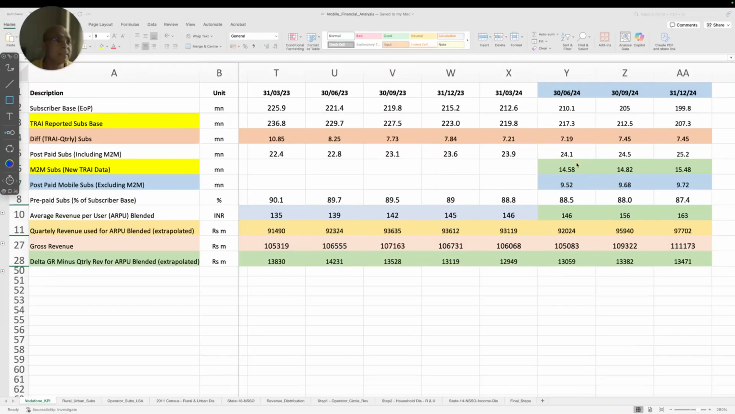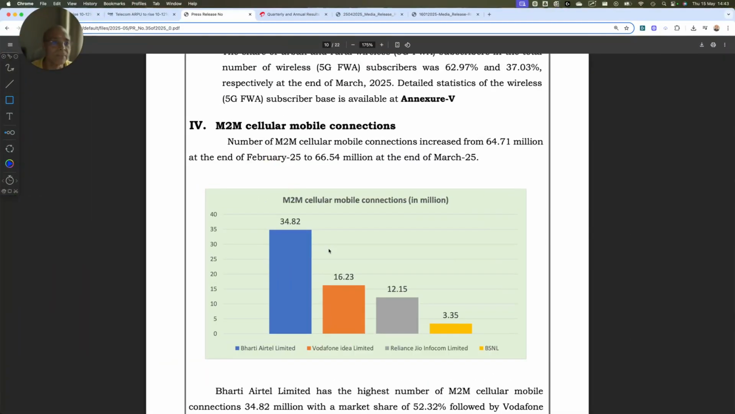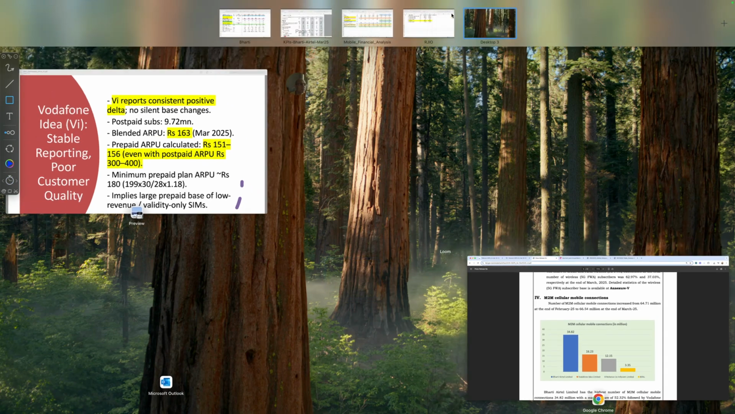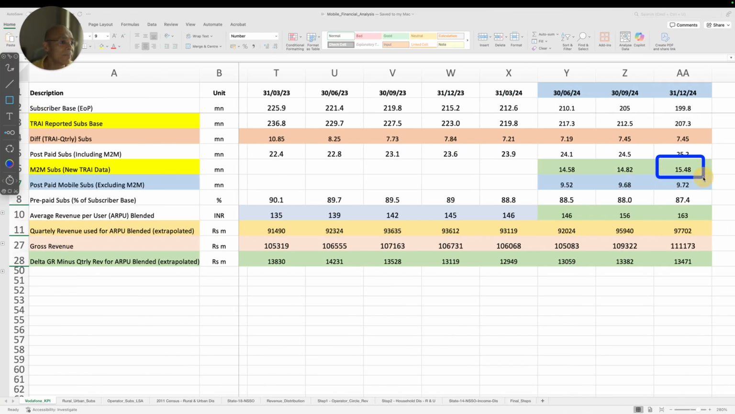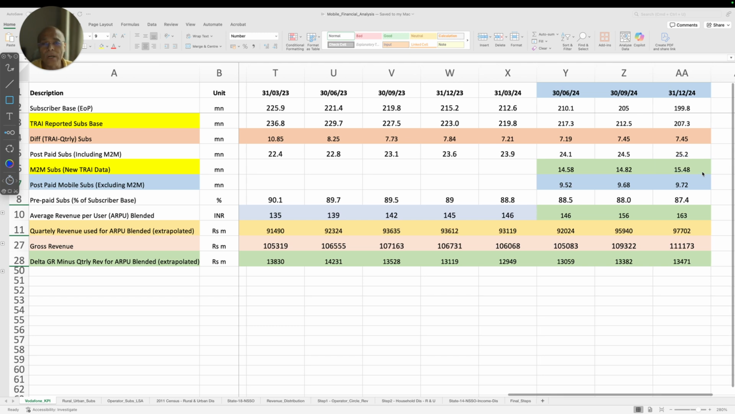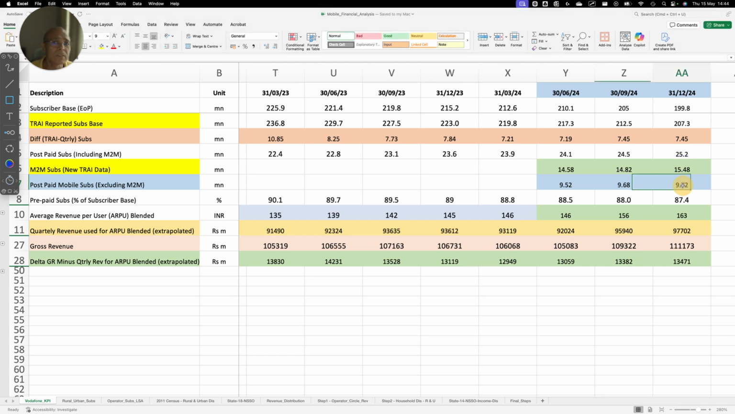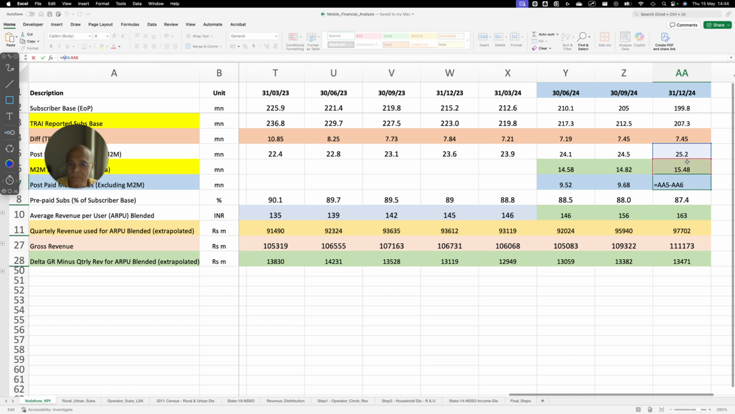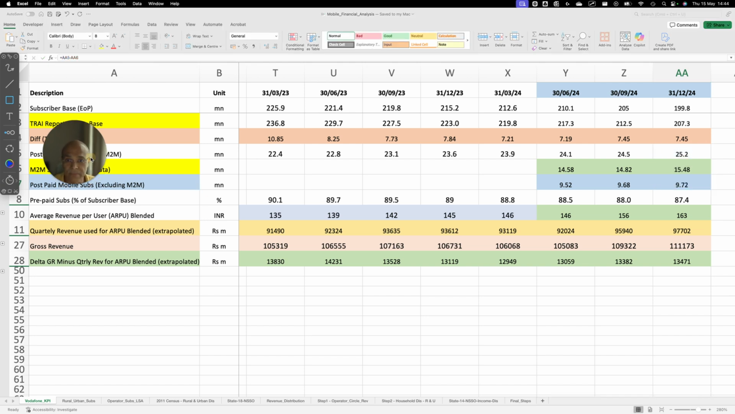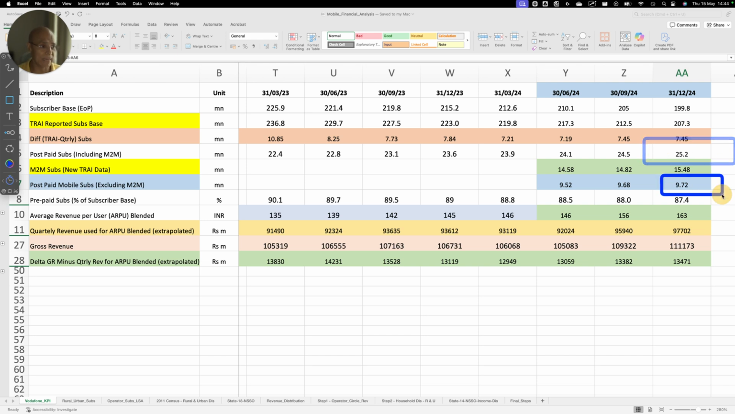And if I go to that Excel sheet for VI, the number was 15.48. This number is 16.23, and that number was 15.48. So now, since I have gone to the VI sheet, 15.48, I can clearly tell what the postpaid subscriber number is. How do I calculate it? The formula is very simple. You subtract from 25.2, which is the postpaid subscriber number VI is reporting, which includes M2M, and you get 9.72. So we now know that VI has roughly around 10 million postpaid subscribers, right?